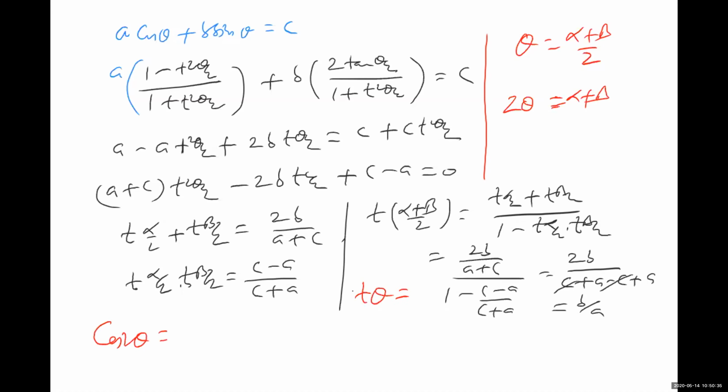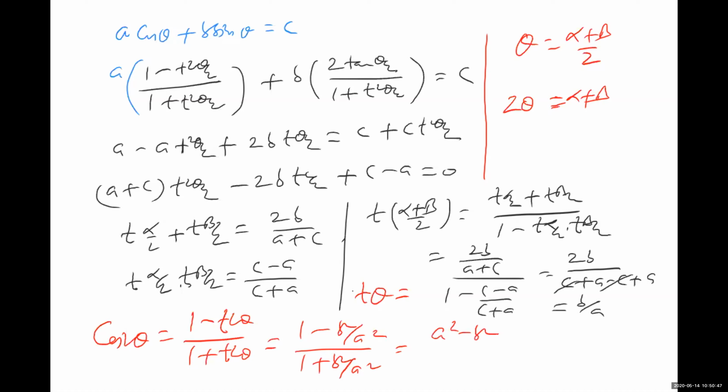Cos 2 theta is equal to (1 minus tan square theta) upon (1 plus tan square theta), which is (1 minus b square upon a square) upon (1 plus b square upon a square), equal to (a square minus b square) upon (a square plus b square). And cos 2 theta is nothing but cos(alpha plus beta). In the same way, you can calculate tan of (alpha minus beta) by 2.